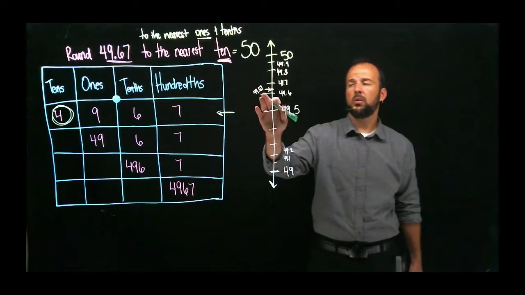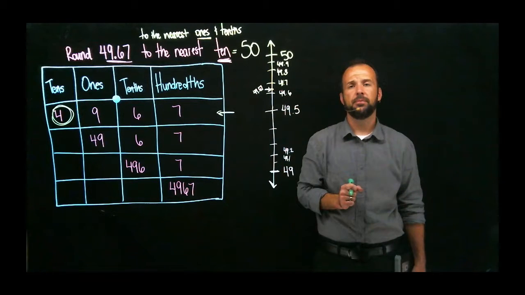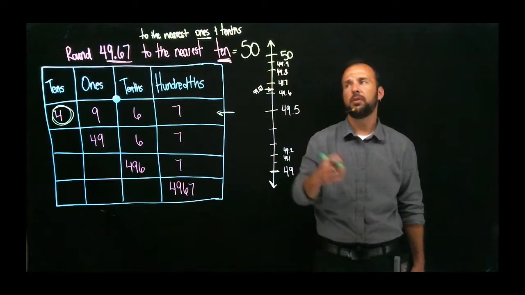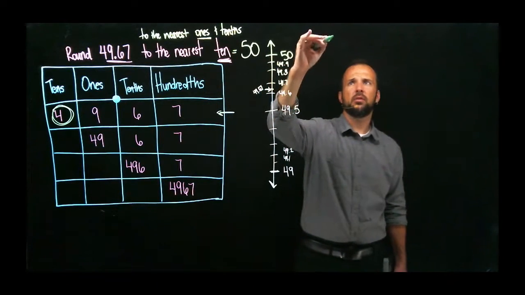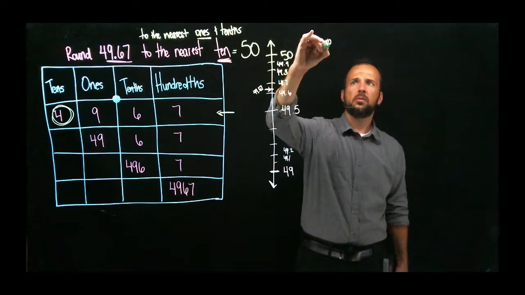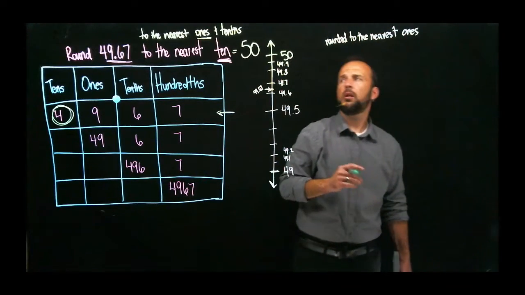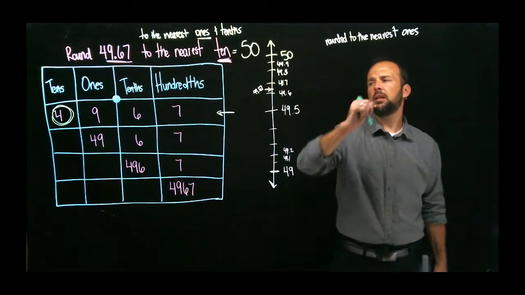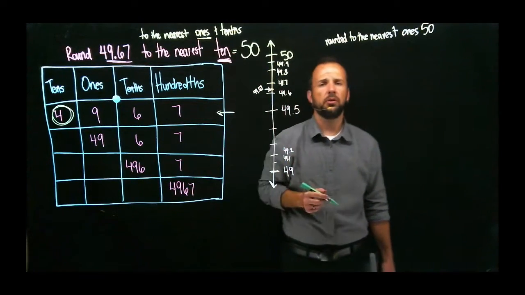Okay, so is it closer to 50 or is it closer to 49? Right, it's going to be closer to 50, okay? So if we round it to the nearest ones, let me just write this over here, that would be 50, because that's what we're closer to, okay?